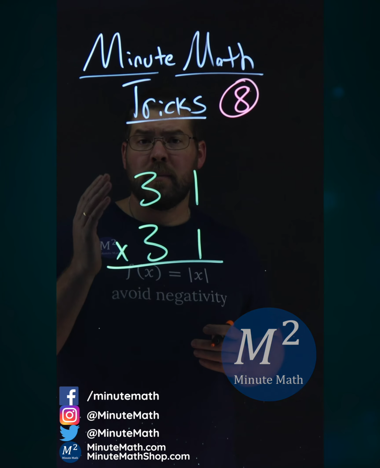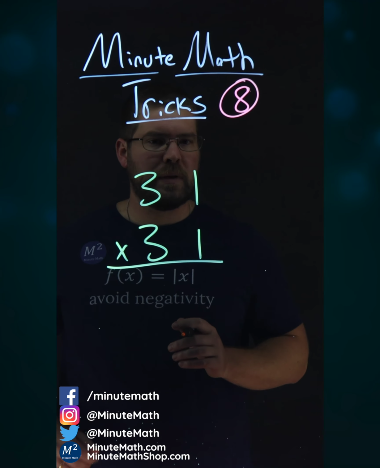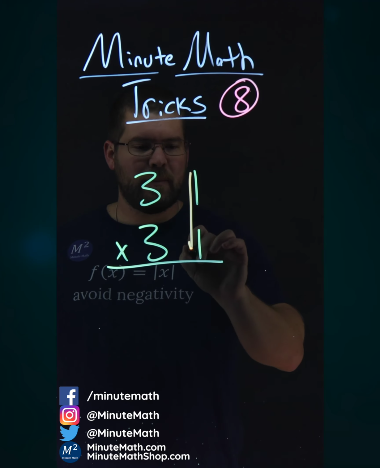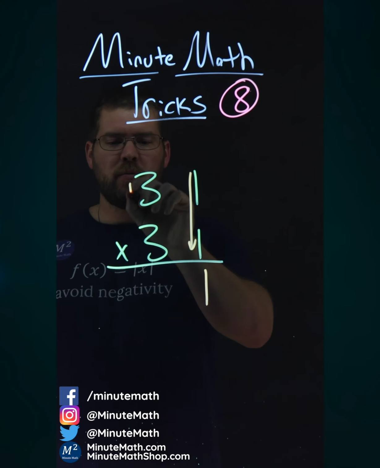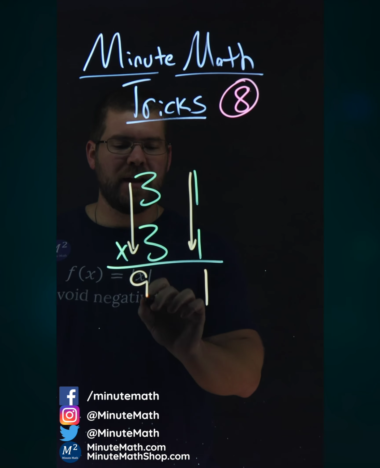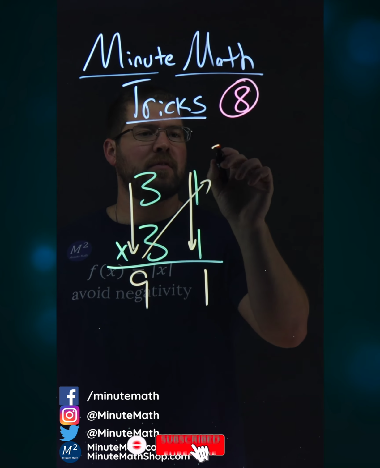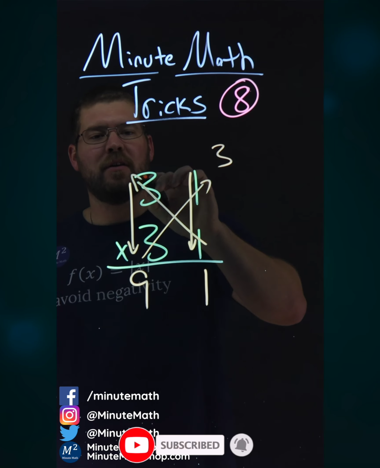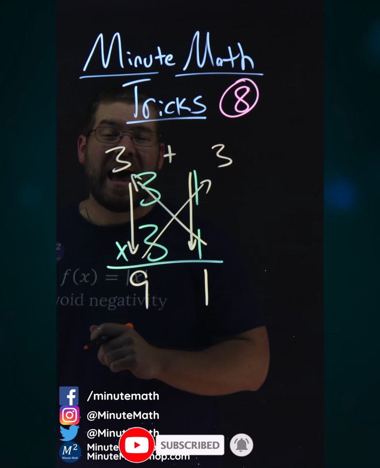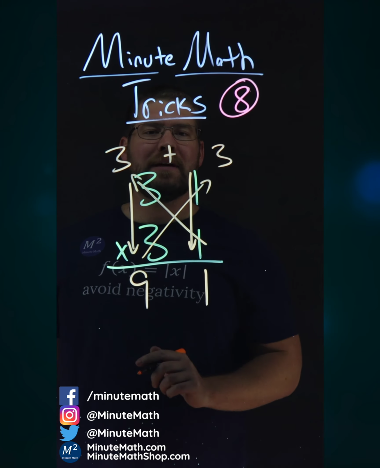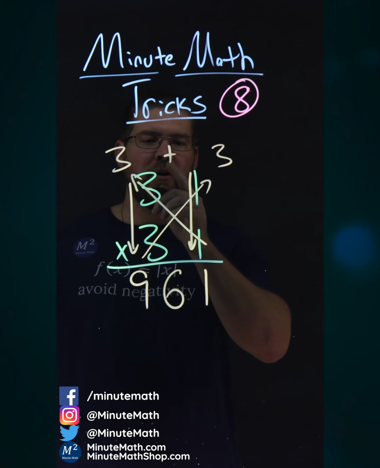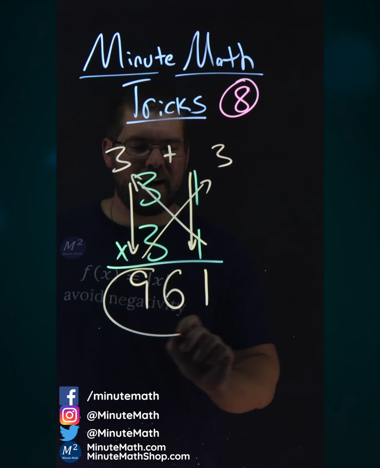We have 31 times 31 here. Let's multiply down. 1 times a 1 is a 1. 3 times a 3 is a 9. Let's leave a space. 3 times a 1 is a 3. 1 times a 3 is a 3. We add these two together. 3 plus 3 is a good old 6. And 31 times 31 is 961.